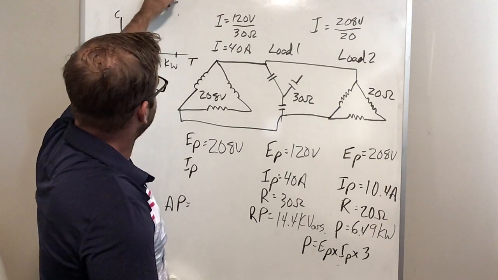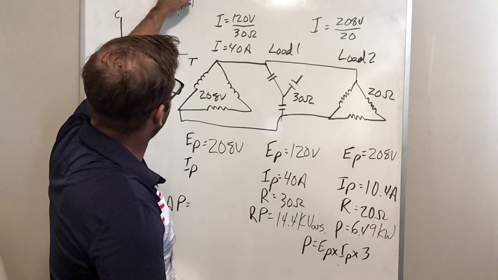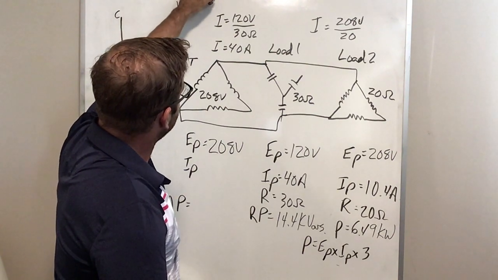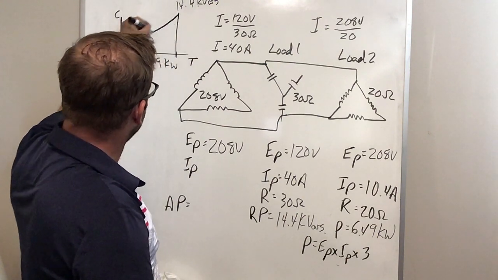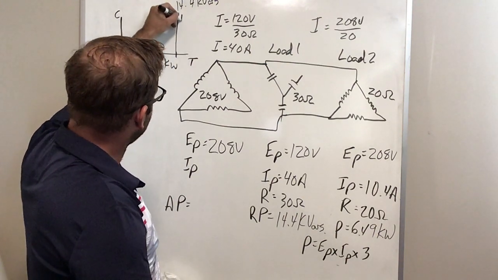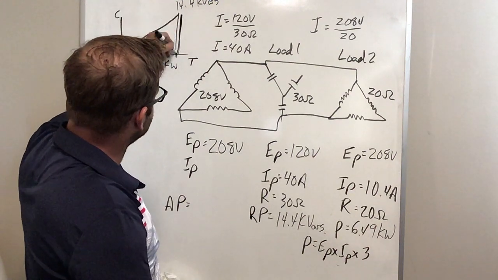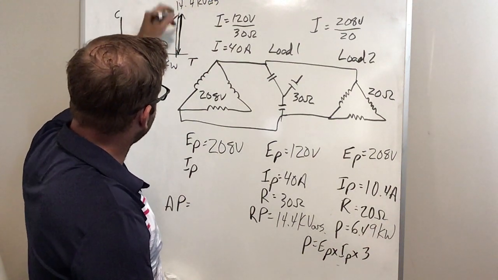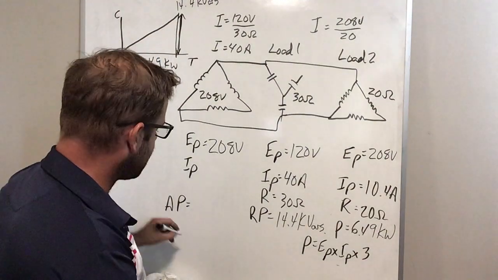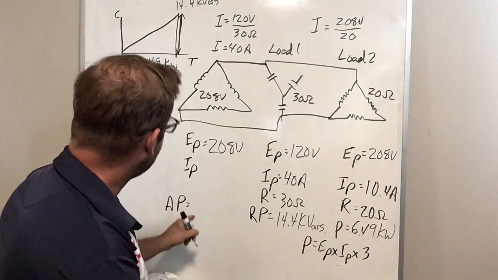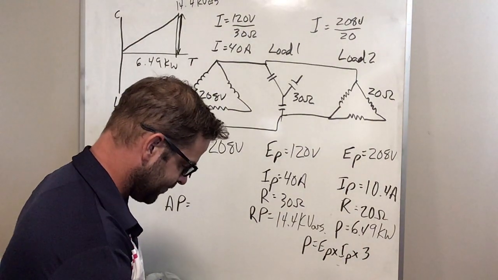Our capacitive power is 14.4 kVARs, and so that capacitive value is up and down, vertical, our resistive is horizontal, and the hypotenuse of that is going to give us our apparent power in this case.